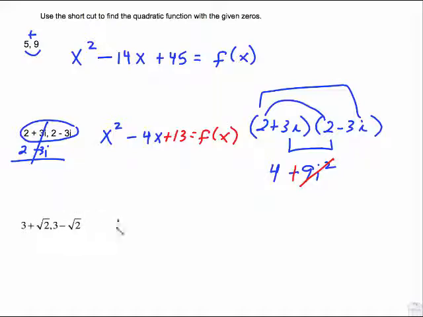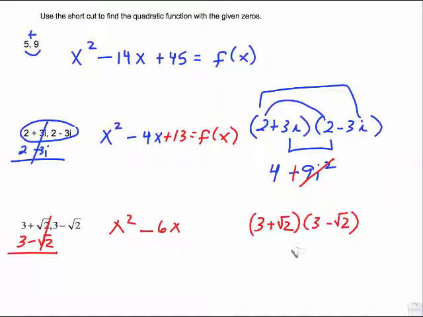Works with radicals also. X squared minus, if we add these together, the radicals are going to cancel out. 3 plus 3 is 6x. Multiply that together, and it's the same as what we just did with the other. I don't have to do the full FOIL. I can do 3 times 3 is 9, minus radical 2 times radical 2 is 2, which gives me 7 equals f of x.